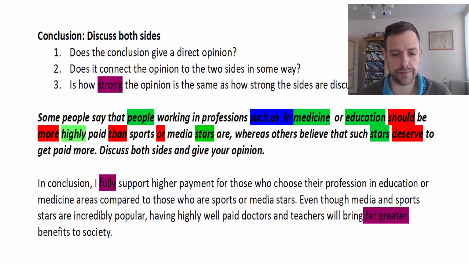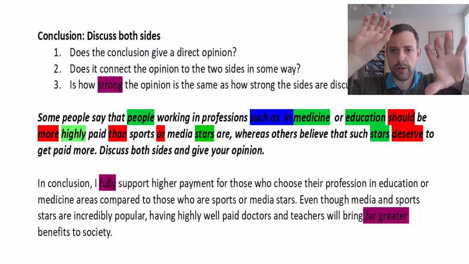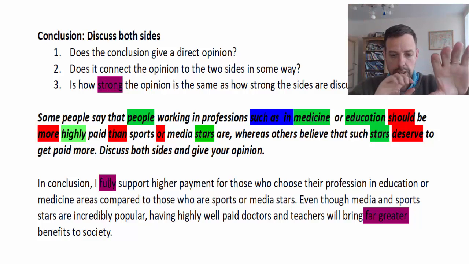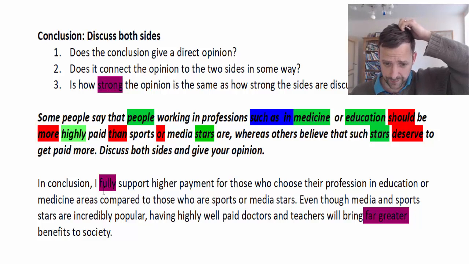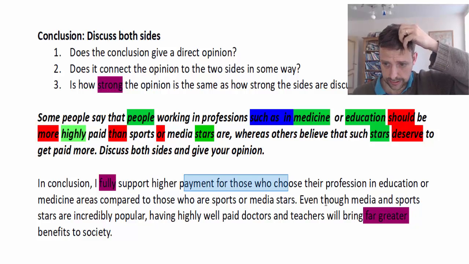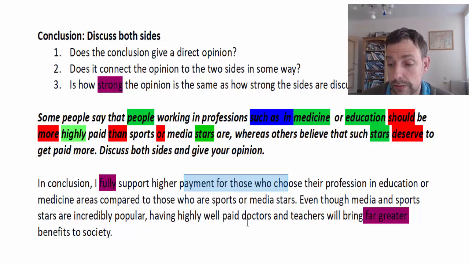Now, obviously, the opinion's very strong. So as I mentioned before, if they're balanced, you know, body paragraph 1, yeah, this is good and this is good, therefore this is much better. It's a bit unexpected and it needs justification. So I fully support high payment. The reason is that they bring benefits to society. So that's in the text. It's justified. Here I've made it even stronger with far greater benefits, and that was proven in the text.